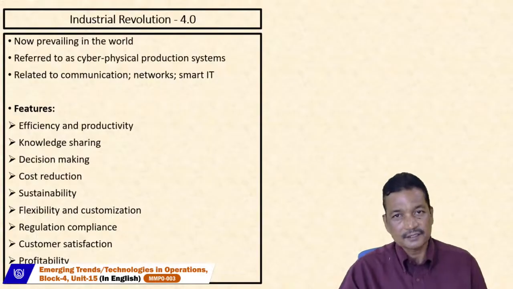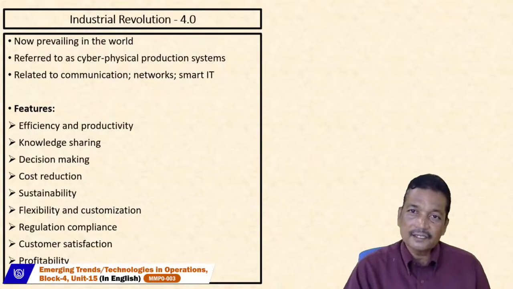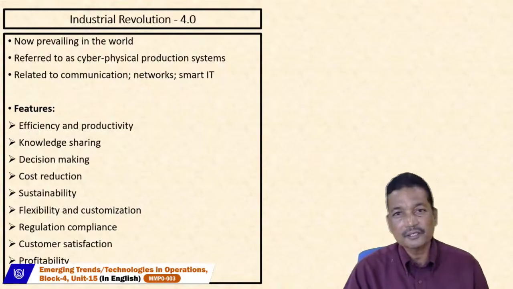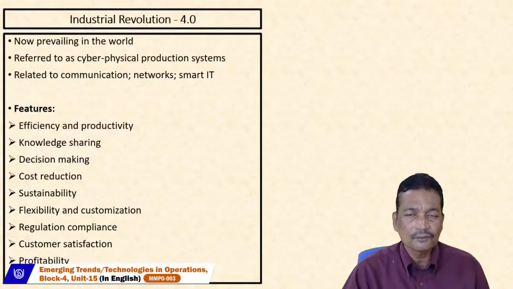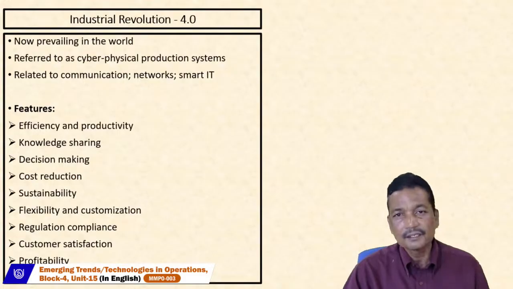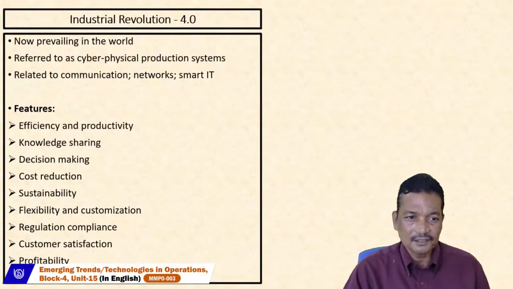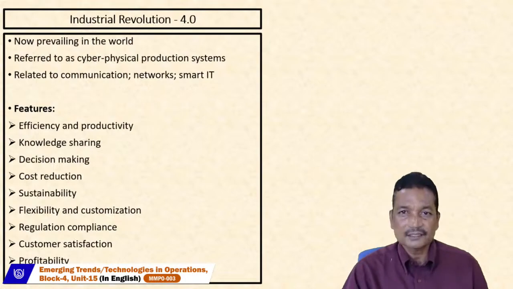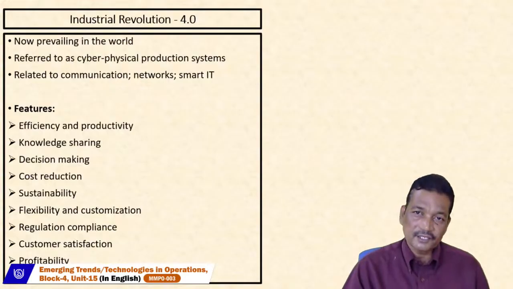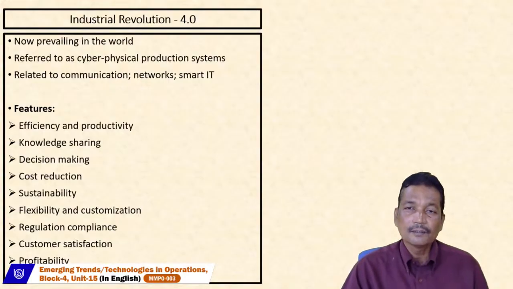Flexibility and customization. In earlier days, we were finding most of the products were having a particular type of items produced and which the customers were there to purchase. However, now this has become flexible. Customers are changing their requirements, and according to their requirements, we need modification in our production.